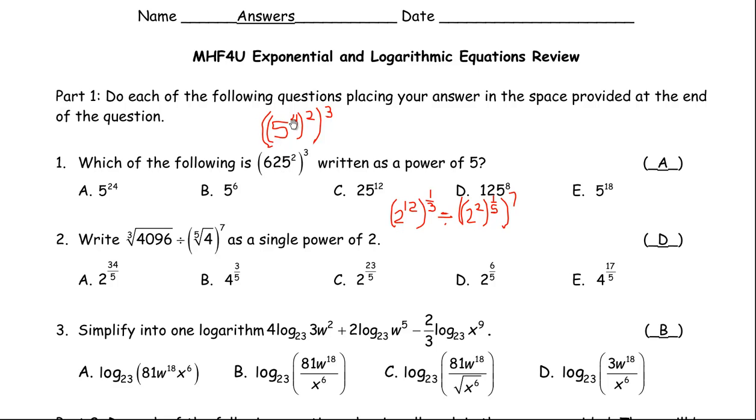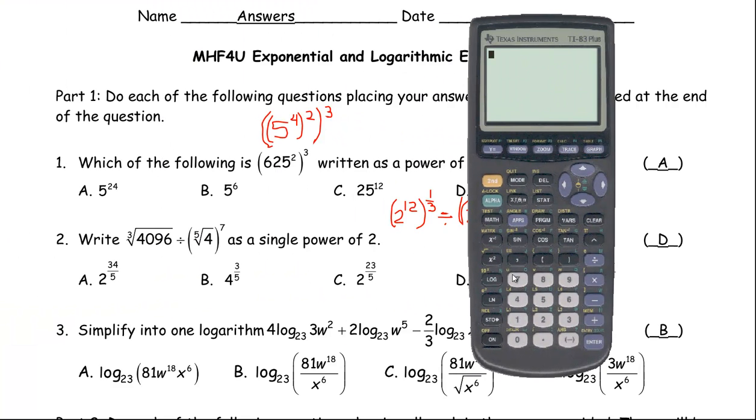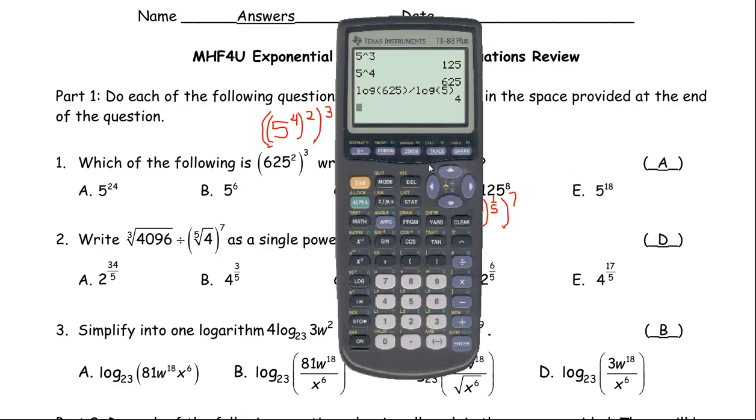So 625 is 5 to the 4th, and if you weren't sure about that, you could bring your calculator over and try different powers. There's a shortcut for this, but 5 cubed is only 125, and 5 to the power of 4 is 625. Since we're doing logarithms, this is how you would find directly that 5 raised to the power of 4 is 625. So you can use logarithms to do that.